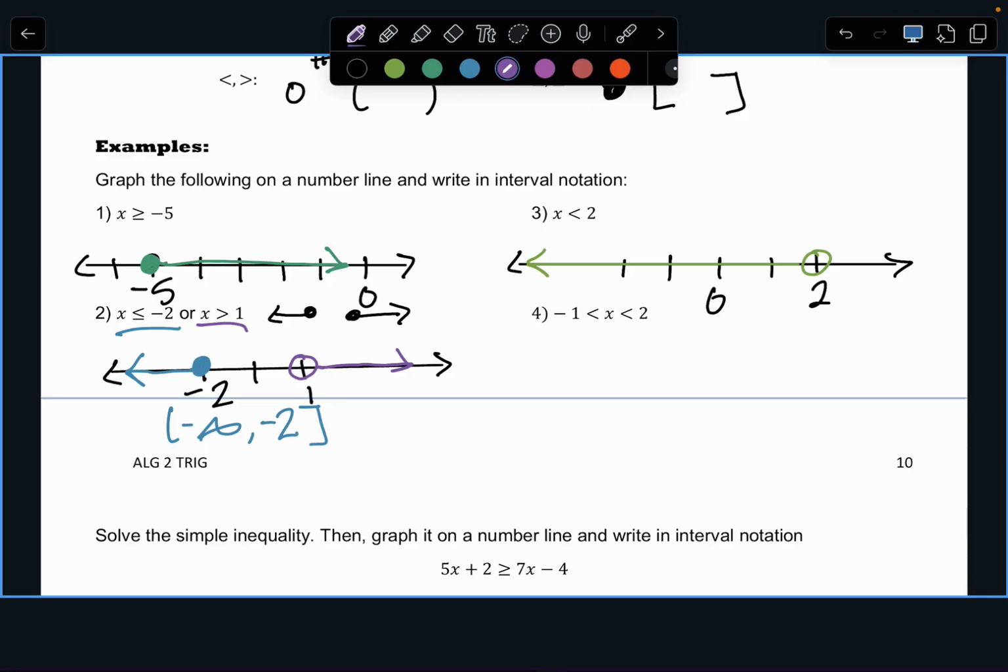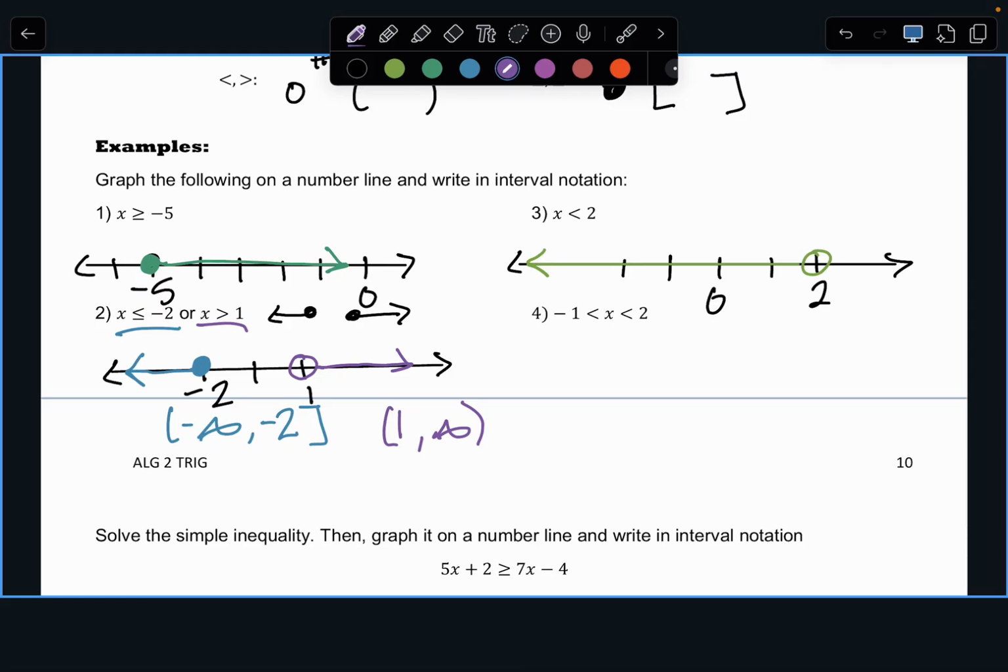The interval for this: what's the smallest possible value I could almost have? 1. Can I have 1? No, so parenthesis or brackets? Parenthesis. And what's the biggest possible value that I could have? Infinity. Okay. Pause.